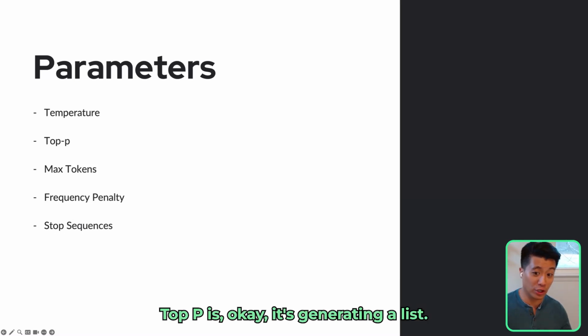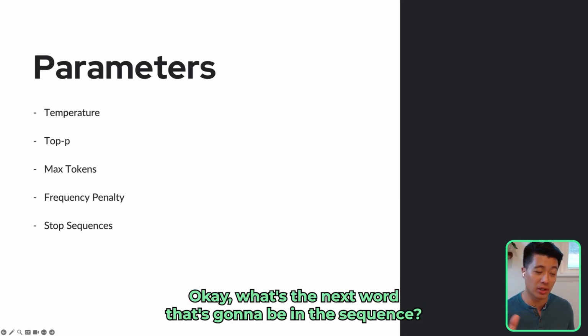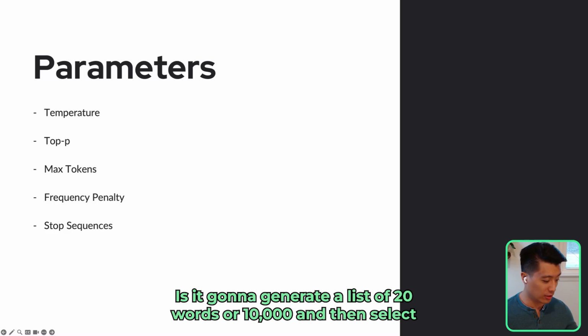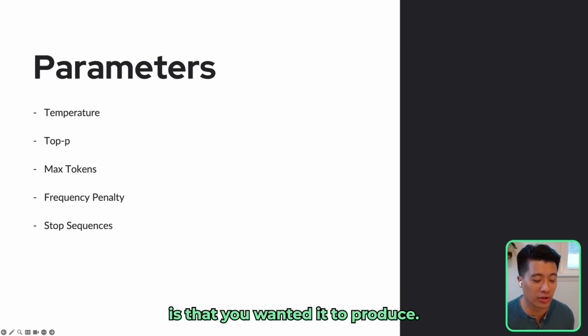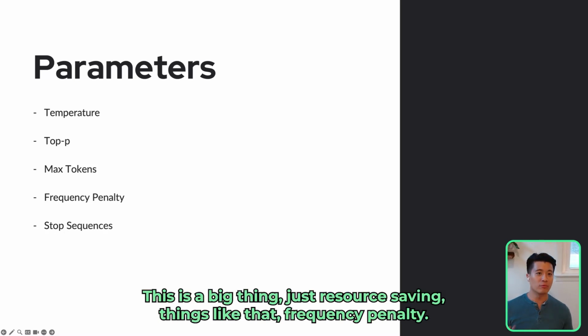Top P is, okay, it's generating a list. What's the next word that's going to be in the sequence? Is it going to generate a list of 20 words or 10,000 and then select from whichever it thinks is the most likely? Max tokens is how much output you want it to produce. This is a big thing for resource saving, things like that.